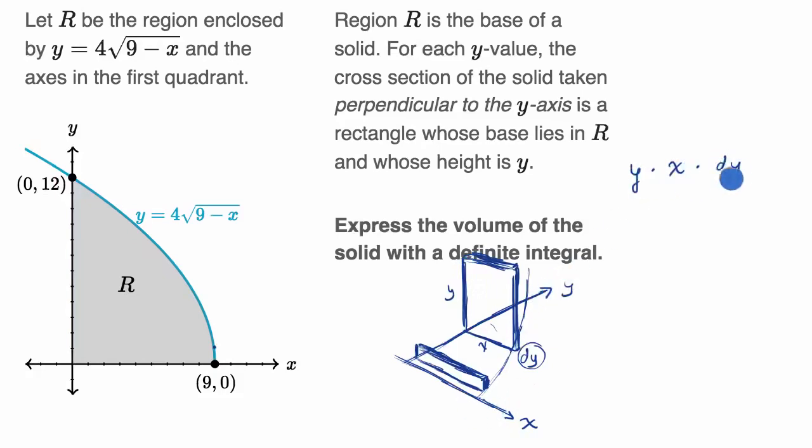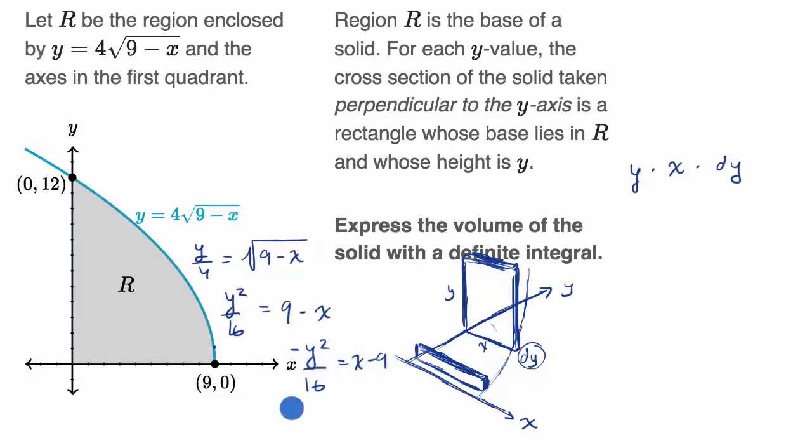Now, if we want to integrate with respect to y, we want everything in terms of y. And so what we need to do is express x in terms of y. So here we just have to solve for x. One way to do this is, let's divide both sides by 4. So you get y over 4 is equal to the square root of 9 minus x. Now we can square both sides. y squared over 16 is equal to 9 minus x. And then we could multiply both sides by -1. So negative y squared over 16 is equal to x minus 9. And now we could add 9 to both sides, and we get 9 minus y squared over 16 is equal to x. And so we could substitute that right over there.